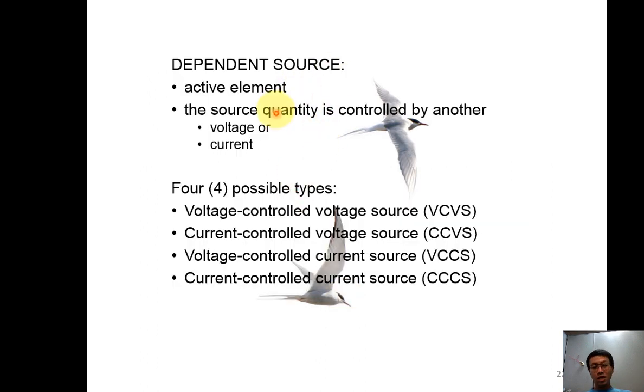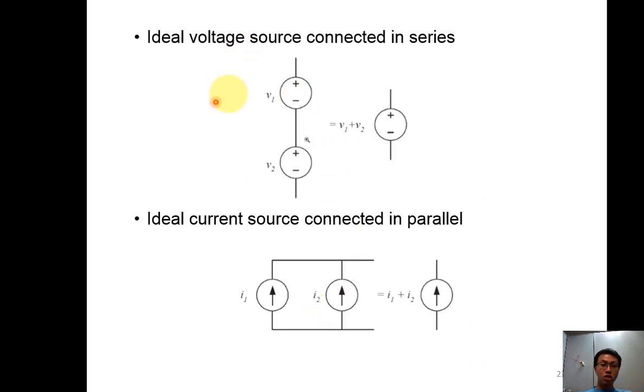Dependent source is an active element as well, but from the word we know that it depends, which means we need to trigger it so that the value will change according to what we have triggered. So the source quantity is controlled by another voltage or current. We have four possible types: voltage controlled voltage source, current controlled voltage source, voltage controlled current source, and current controlled current source. This is the ideal voltage source connected in series. V1, V2: plus connects to minus, and it becomes like this. Ideal current source, I1 plus I2 becomes this one.